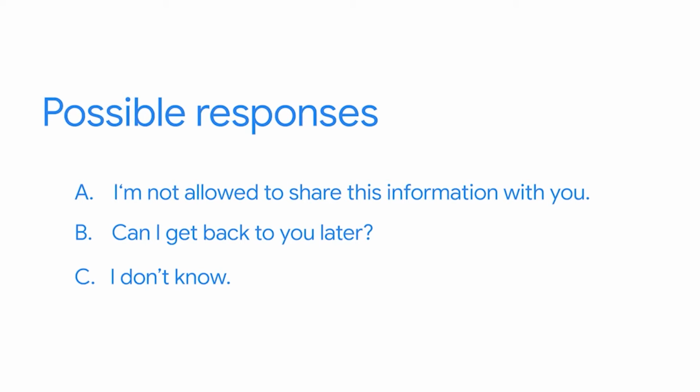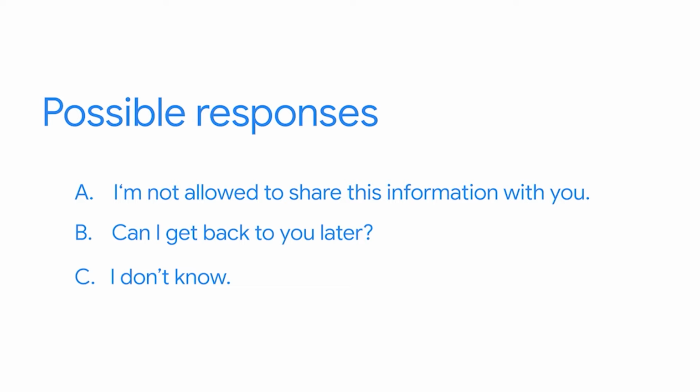A, I'm not allowed to share this information with you. B, can I get back to you later? Or C, I don't know. Let's review the responses. Answer A, I'm not allowed to share this information with you, is an honest answer, but I could in fact be added to the distribution list.